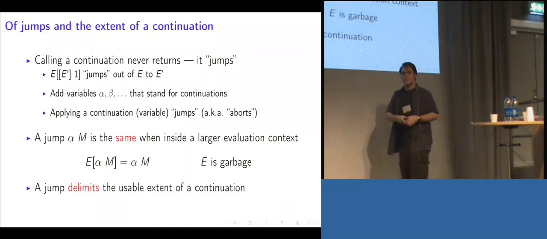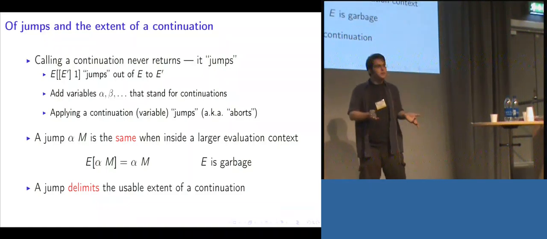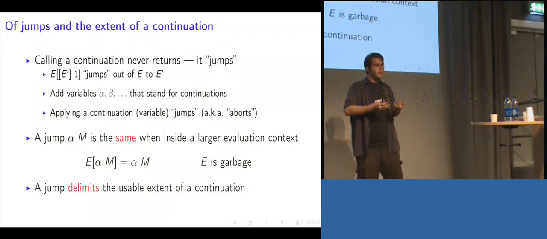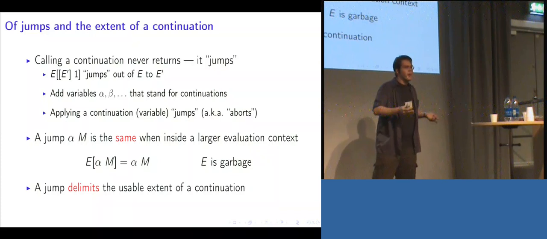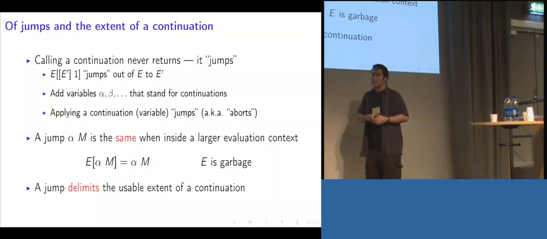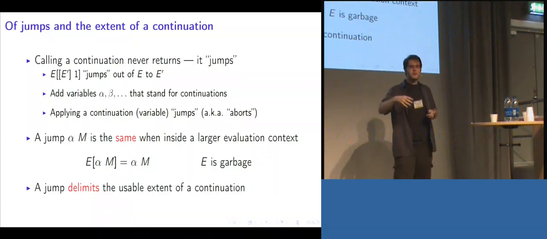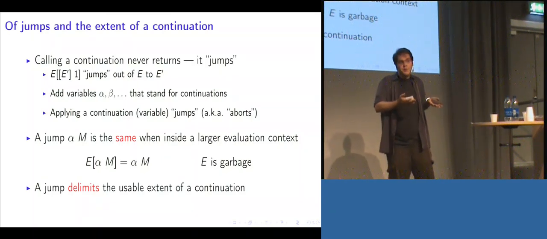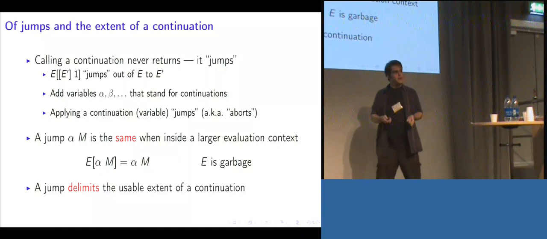The thing to notice is that if we have a jump, it's going to be the same even if we're in a larger evaluation context. Inevitably, we're going to discard that and throw it away. It's garbage. In this way, the jump serves as a natural sort of bounds on the actual evaluation context that we ever would need to care about. It's a limiter on the extent of the actual continuation we'll use.